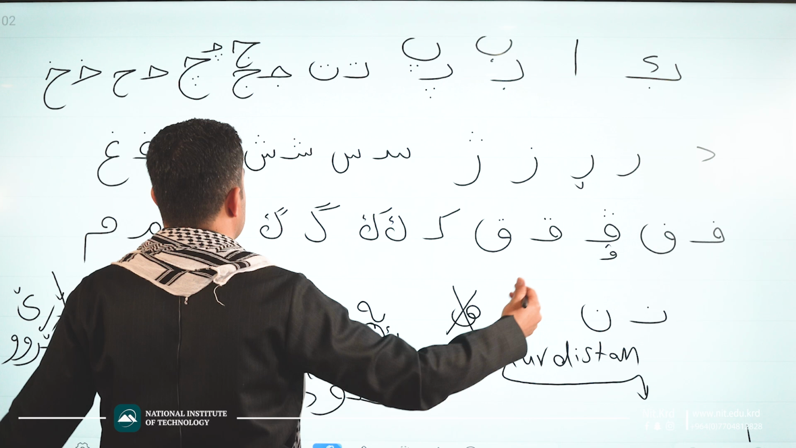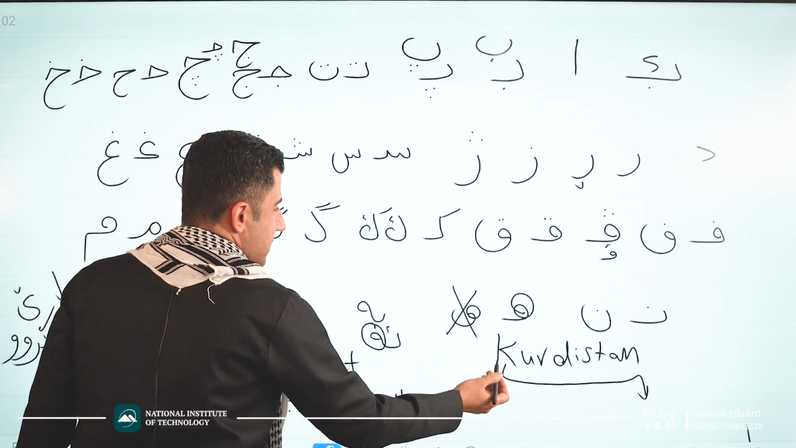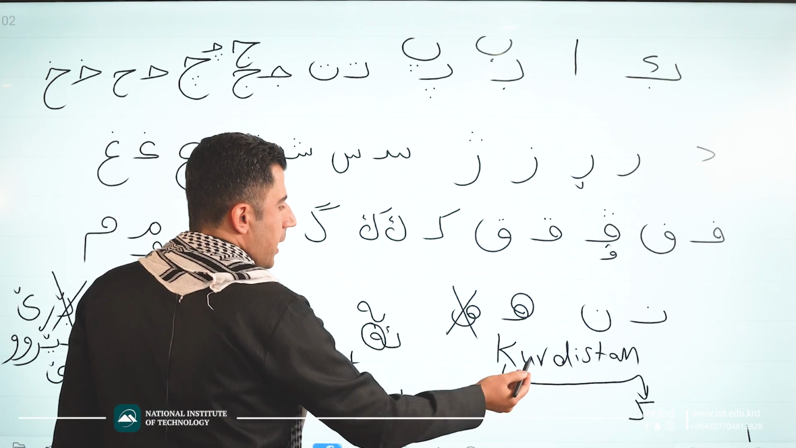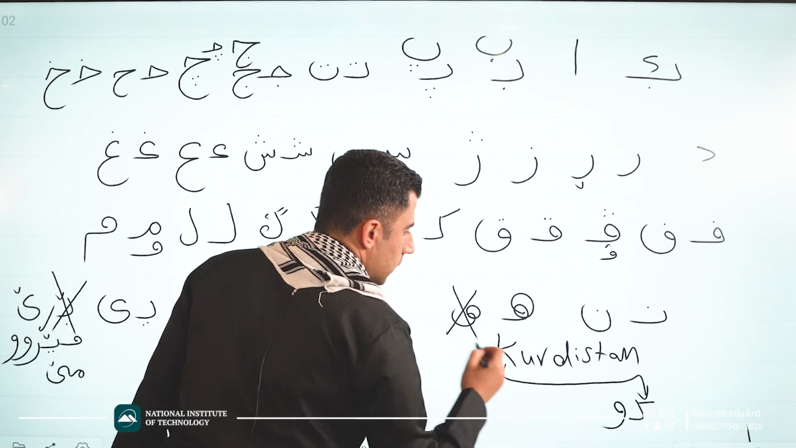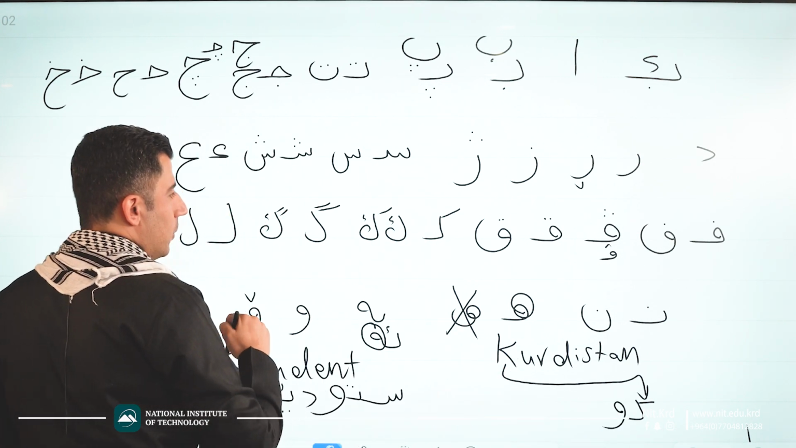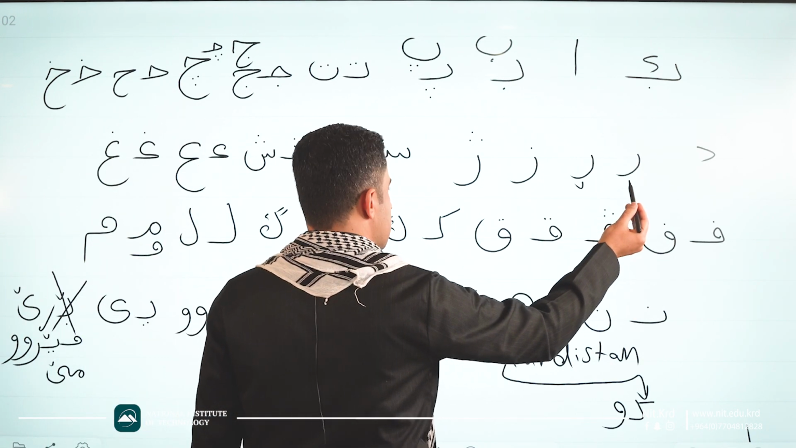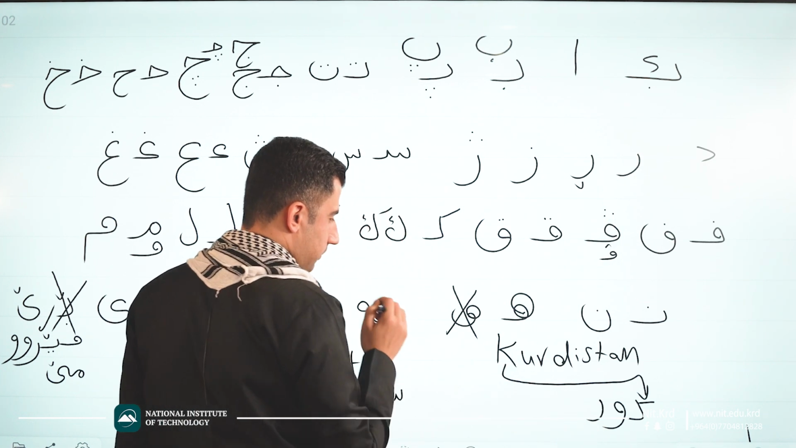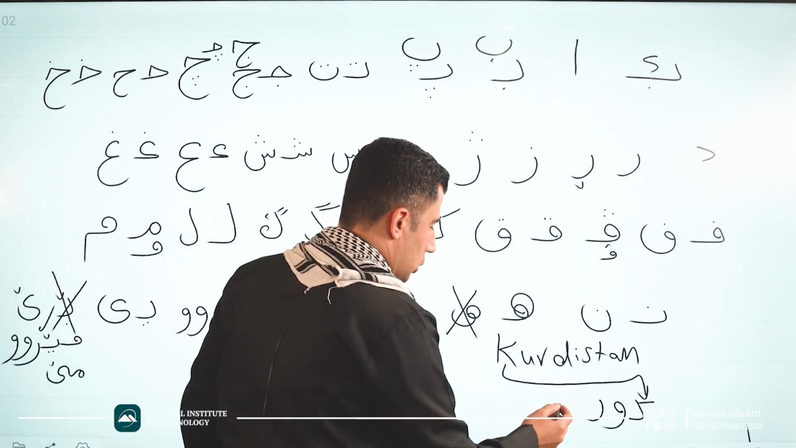Good. K. Where is k? K is here. Which one? Because it is at the beginning, we have to write down this one. K. Then u. Where is u? U is here. Ku. Re. Where is re? It's not r, it's re. This is re and this is r. I have to write down this one. Kur. D. Where is d? It's beside. Kurd.